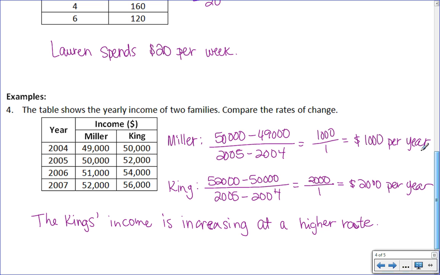So when you have two different sets of values, and we could do this from a table or from a graph, either one, you can compare the rate of change in each one just by looking. In this case, we looked at the same time span from 2004 to 2005, and that will allow us to see which one is increasing faster or slower than the other one.